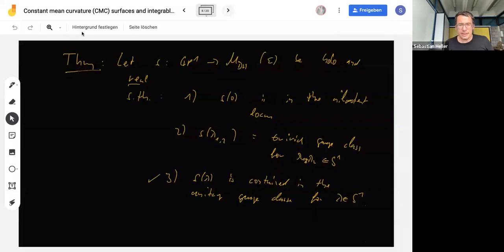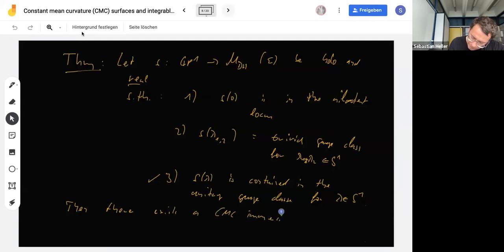And then the statement of the theorem is that there exists a CMC immersion F from sigma into S3. The mean curvature is determined by these two points, lambda 1 and lambda 2, where my gauge classes are trivial as the gauge between these two.